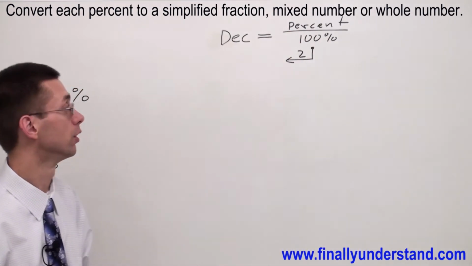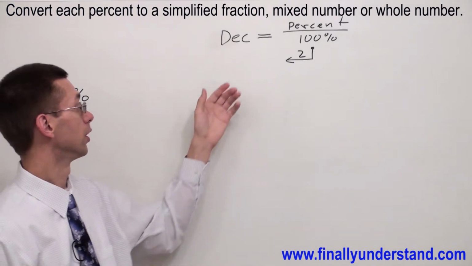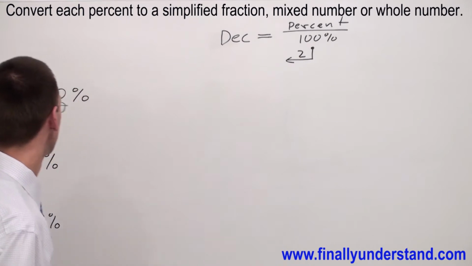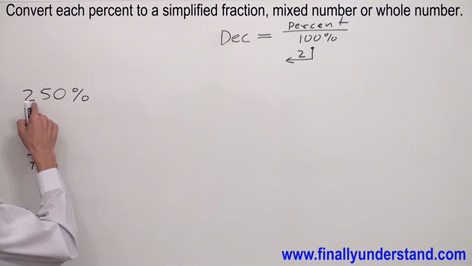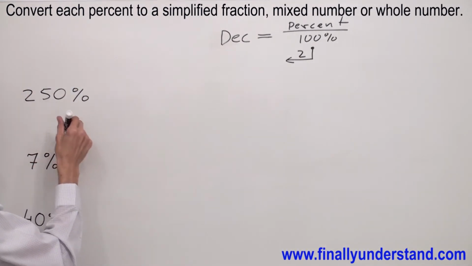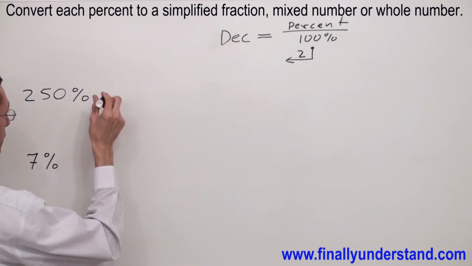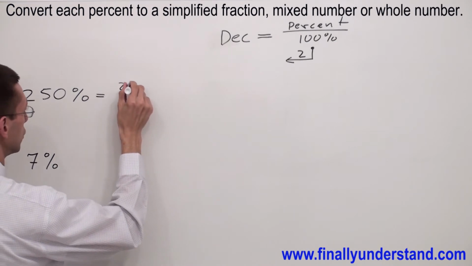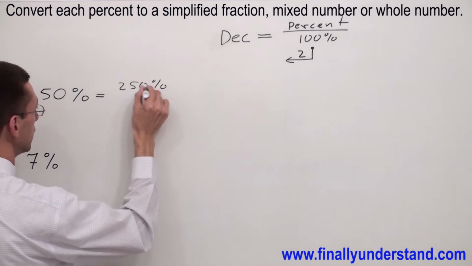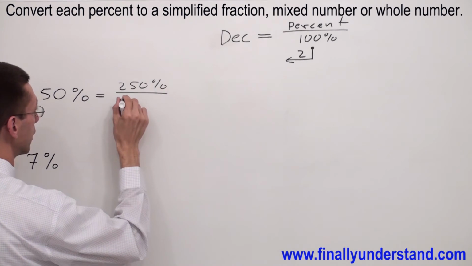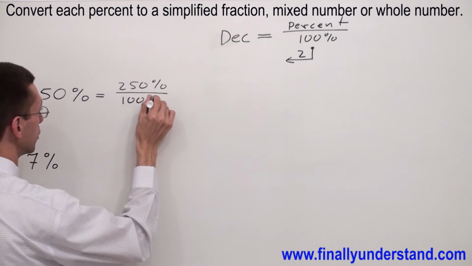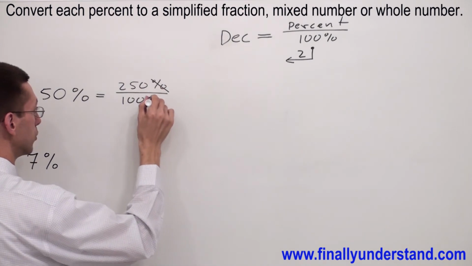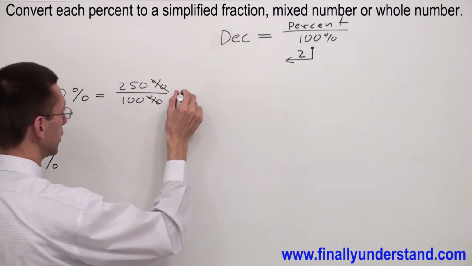In order to not confuse anybody, I want to keep the same formula, okay? So what I'm going to do over here, I'm going to divide 250% by 100%. Okay, so simply I'm going to write this like 250% over 100%. Okay, because I have to convert to a fraction. Percent and percent will cancel out. Okay, let me do everything step by step.